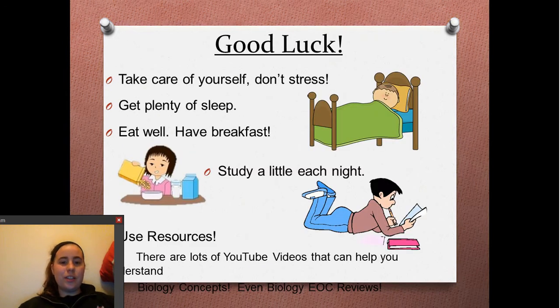Most importantly, you know, on the test day, take care of yourself and don't stress out too much about it. You're going to be fine. You have spent a whole year learning biology and preparing, and it's going to be okay. Make sure you get a lot of sleep, eat well and have breakfast.